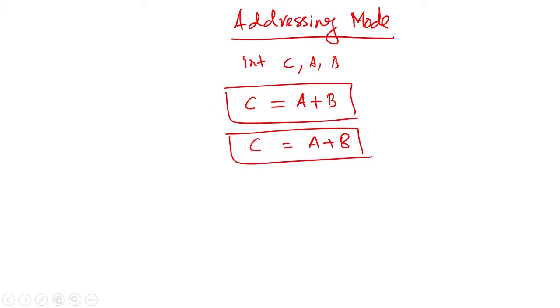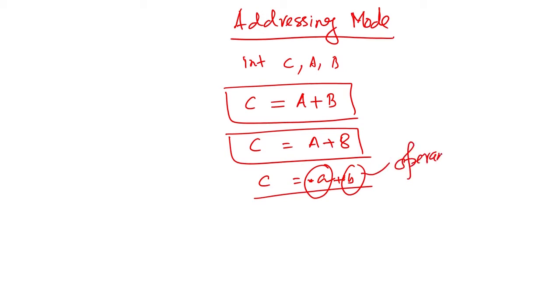Sometimes we use a pointer also. We can write C equal to star A plus B. So what are we doing? These are the operands, and this is something called the operation, and we say the opcode, operation code. Here the operation is addition, and the operands are A and B.